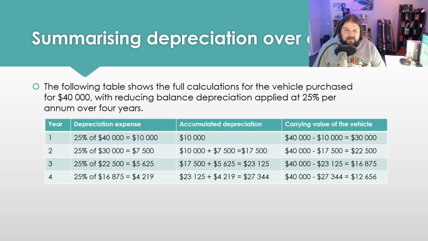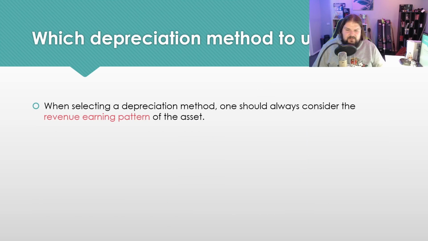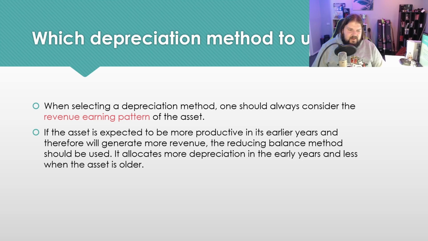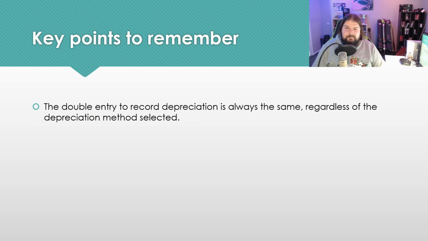Now, it's important to keep in mind that with the reducing balance method, because it often goes into the cents, we end up doing some rounding, and that's because realistically, it's not relevant to calculate it down to the cents. So the method that you choose to use, whether it's straight line or reducing balance, is going to come down to the consideration of how that asset earns revenue or assists in earning revenue. If it's going to be more productive in early years rather than later years, that's when reducing balance needs to be used. If it's going to be consistent, then the straight line pattern can be more appropriate.